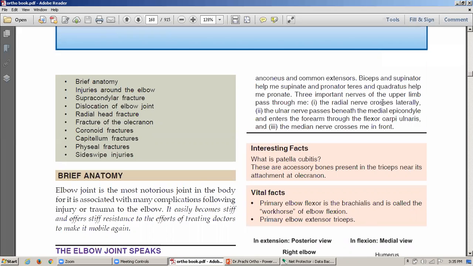The important nerves of the upper limb that pass through it are the radial nerve, which crosses laterally, the ulnar nerve, which passes beneath the medial epicondyle and enters the forearm through the flexor carpi ulnaris, and then the median nerve, which crosses in front.